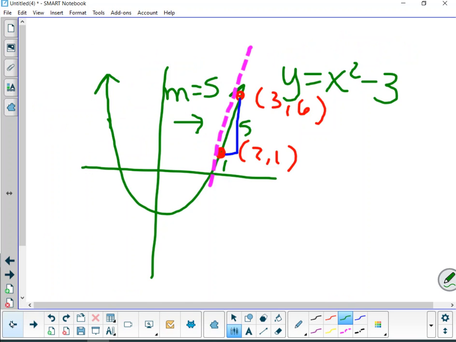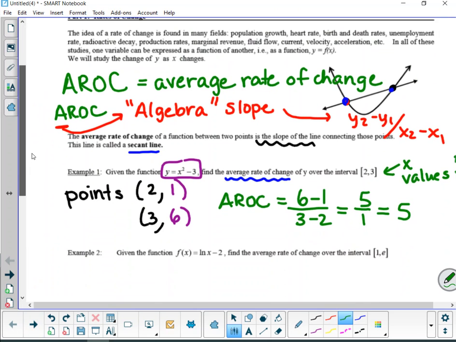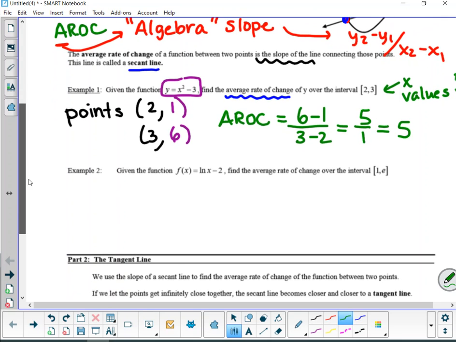All right, questions? We will ask you average rate of change questions in calculus. It is possible you will see that phrase. You will be asked to find those. And now here's another one. Let's see what you can do with this one.